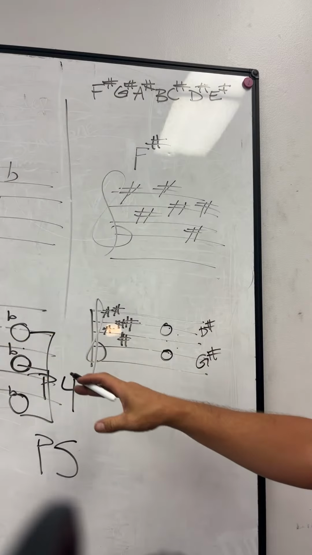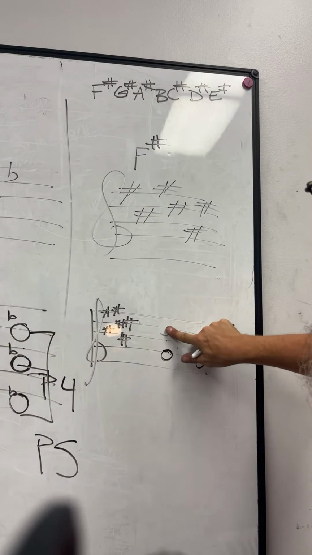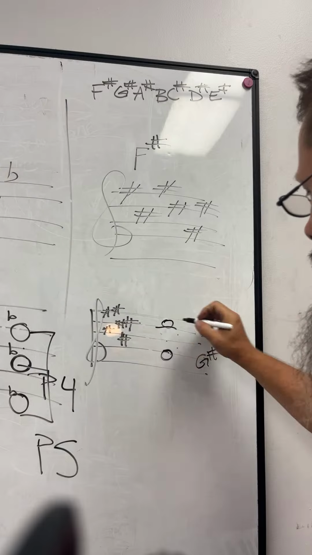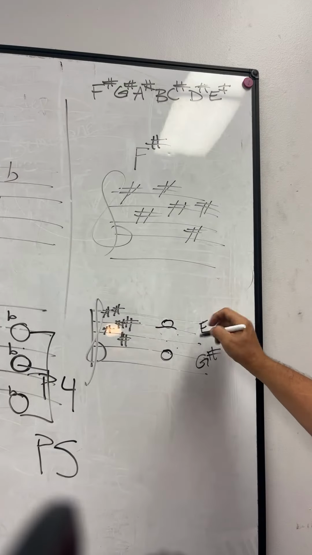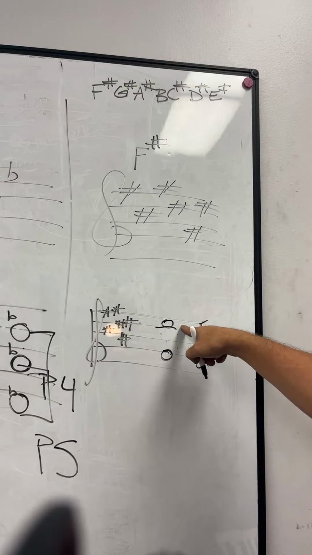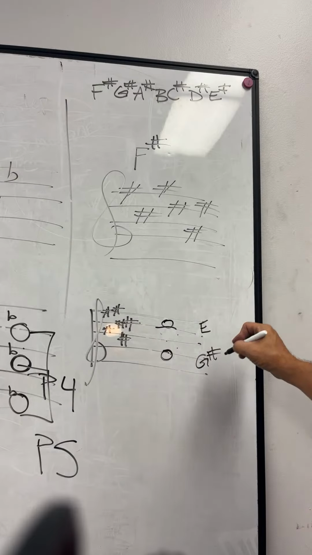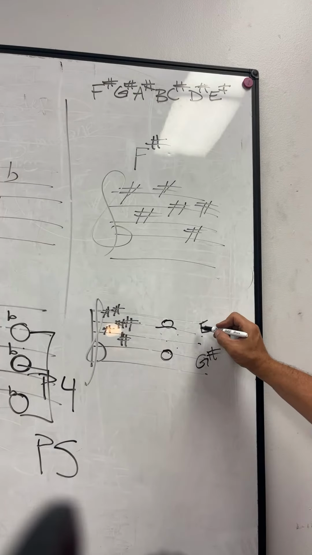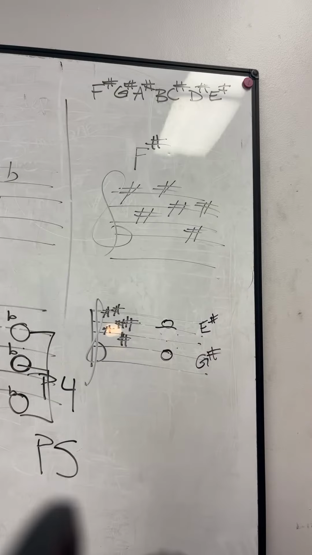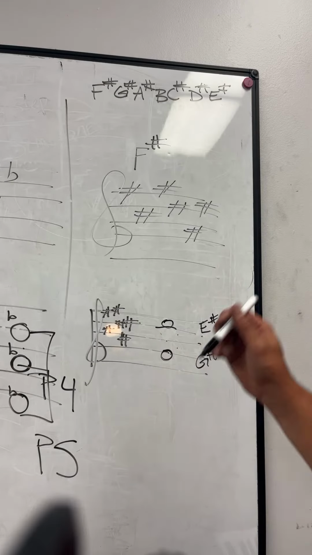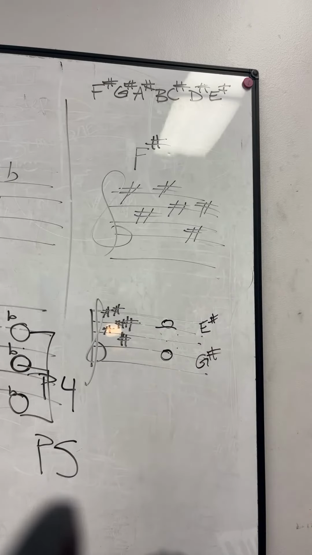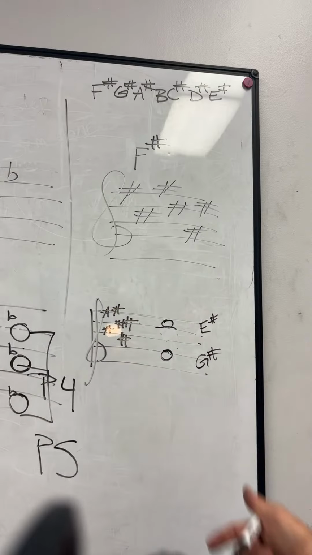Actually, let me change that because we just did this. Let's do it as a sixth. Cool. G, when it goes up to this space above, the first space to the top of the treble clef, is going to be an E sharp, right? Because we've got F sharp, C sharp, G sharp, D sharp, A sharp, and then E sharp. The only sharp left in the key that makes it C sharp is B sharp.